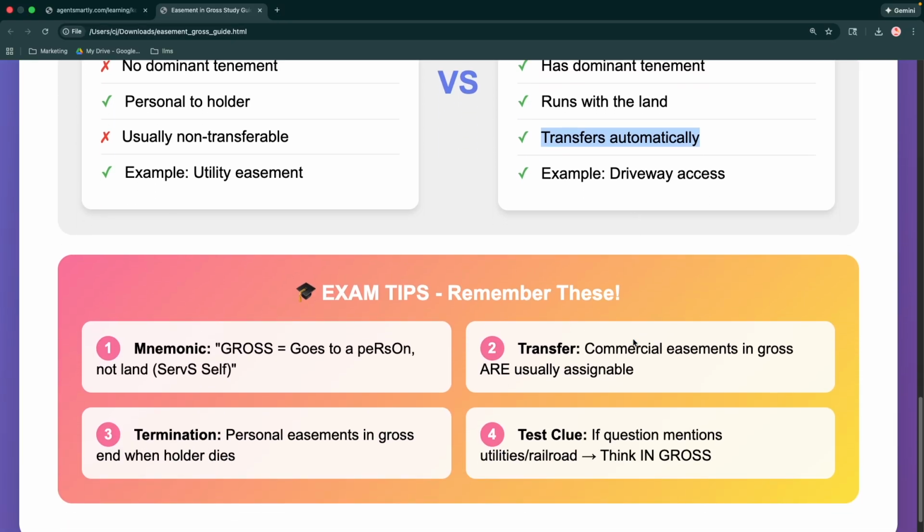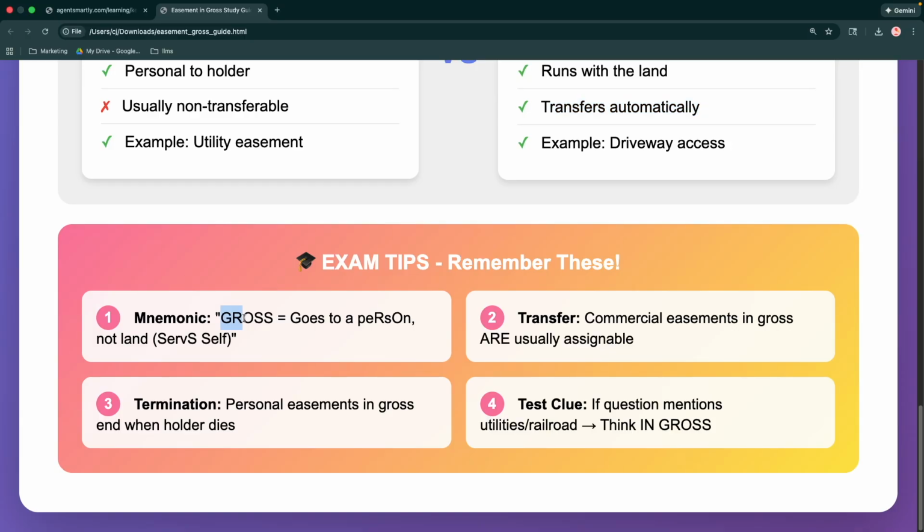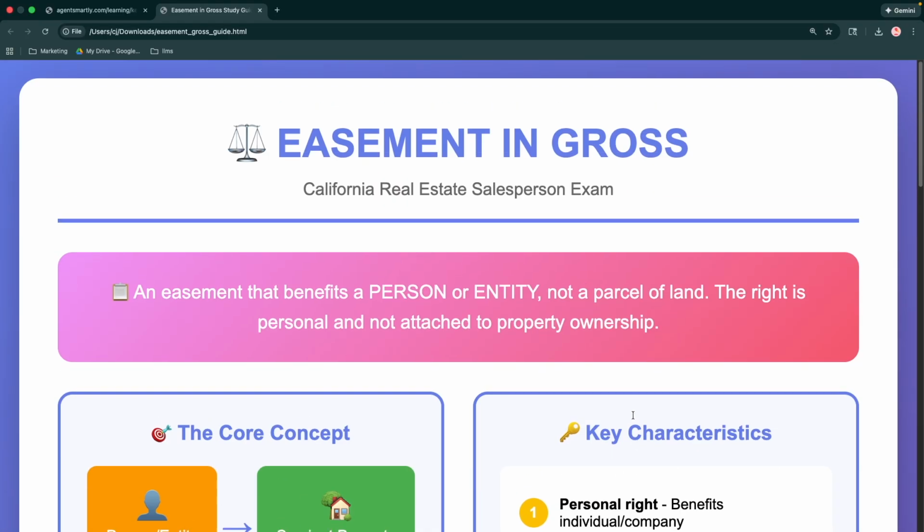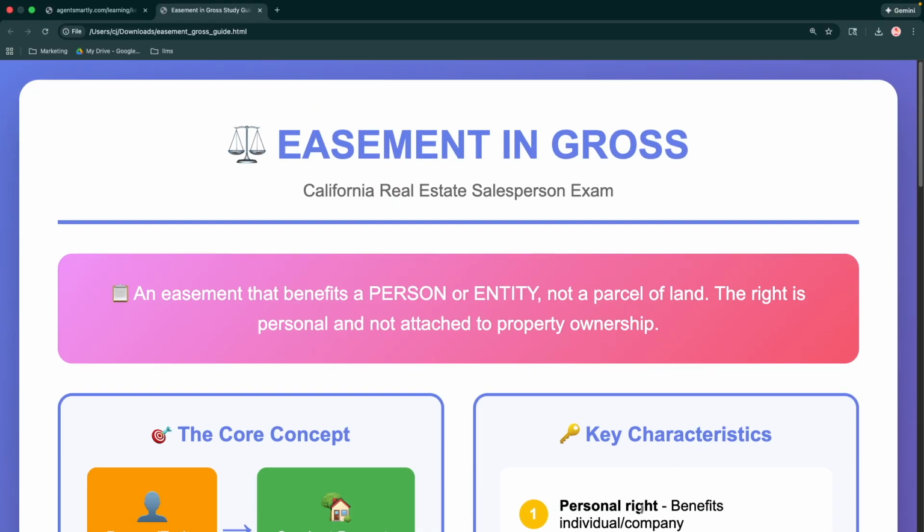And for the exam, just remember gross, what we mentioned earlier: in gross, in person, individual. Okay, and that's pretty much it about this concept, easement in gross.